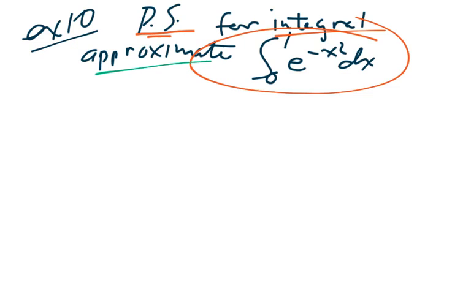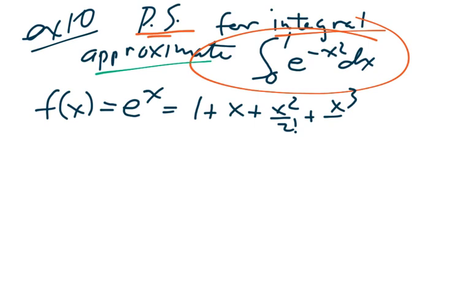So remember the power series for e to the x, one of the ones you need to memorize. If f of x is e to the x, then the power series is 1 plus x plus x squared over 2 factorial, plus x cubed over 3 factorial, plus x to the 4th over 4 factorial. Very beautiful, elegant power series. And so now we could just replace all those x's with negative x squared.